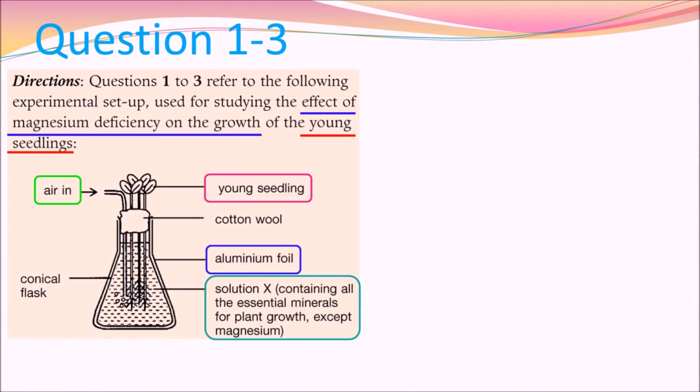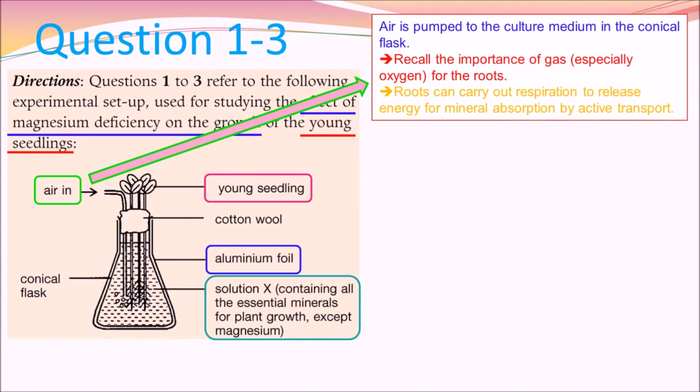Before we enter the question, I would like to have a brief introduction of the setup, and point out every part that is specific or special for the design of the experiment. The first one is about the air in. That means we need to pump some air into the solution. So air is pumped into the culture solution in the conical flask.